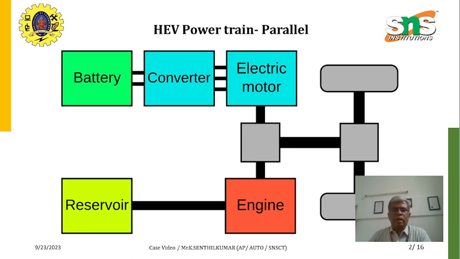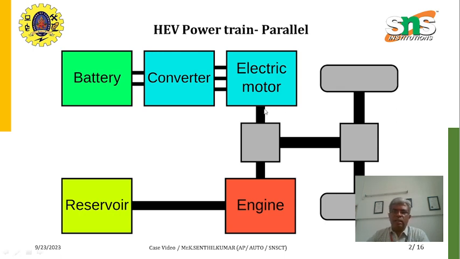Here the parallel hybrid electric powertrain is shown in the figure. Look at this diagram. Here the power is given to the wheel by both the engine and the electric motor. Both the power from the electric motor and the power from the gasoline engine are parallel together. The electric motor and engine are connected with the coupler, and the coupler decides which power has to be given to the wheel through the differential.